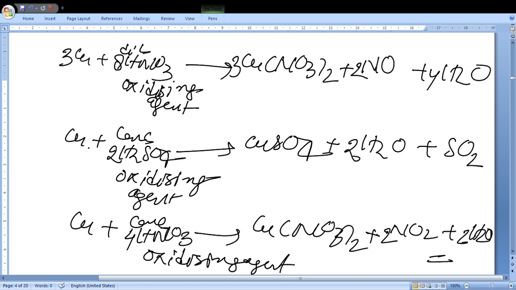So we have here completed the displacement method. Next time we will convert metal oxide into metal sulfate, carbonate into metal sulfate, sulfite into metal sulfate, sulfate into metal sulfate, and some laboratory preparations as well. Till then, I'm stopping the video.